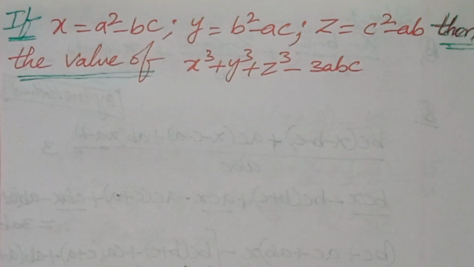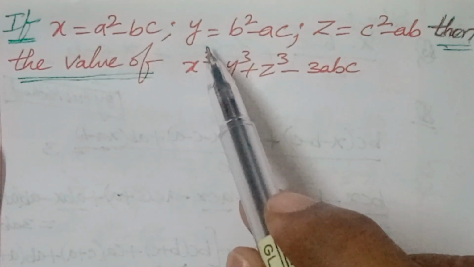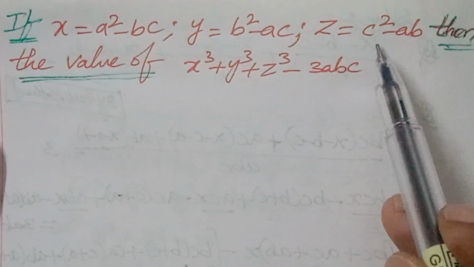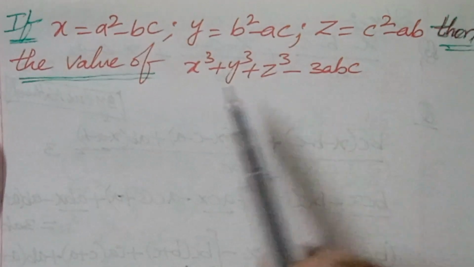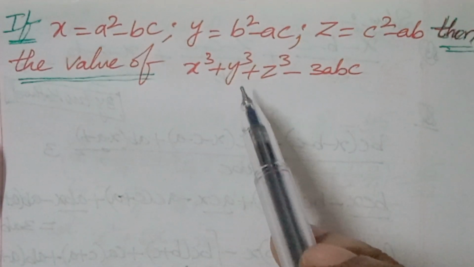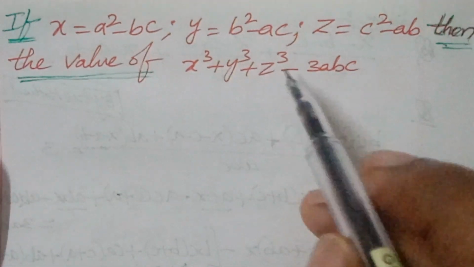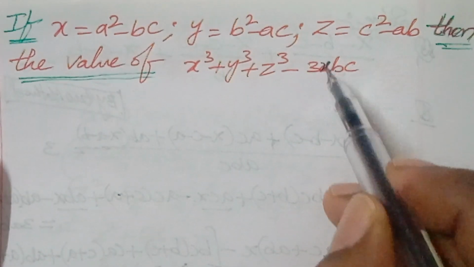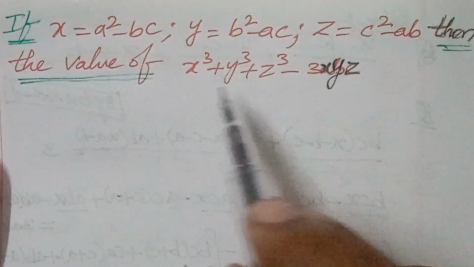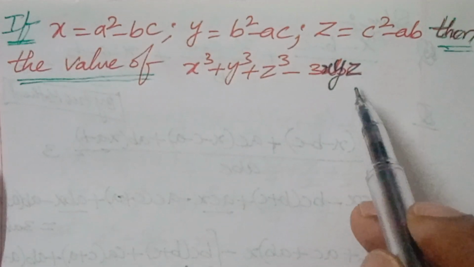Today we are looking at one math Olympiad problem. If x is equal to a square minus bc, y is equal to b square minus ac, z is equal to c square minus ab, then what is the value of x cube plus y cube plus z cube minus 3xyz? What is the value of x cube plus y cube plus z cube minus 3xyz?